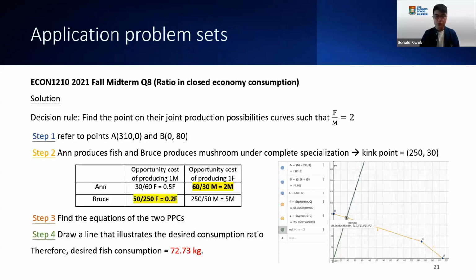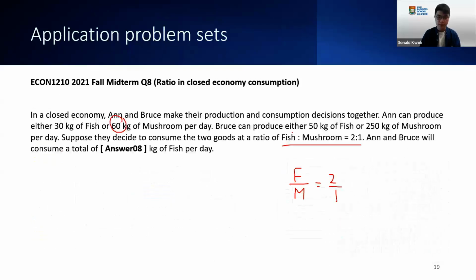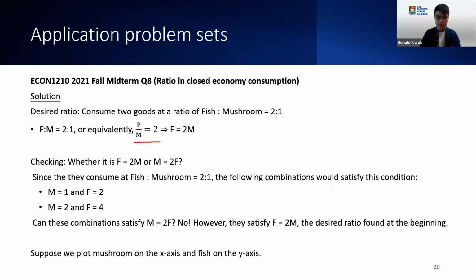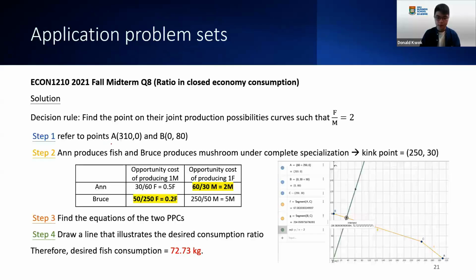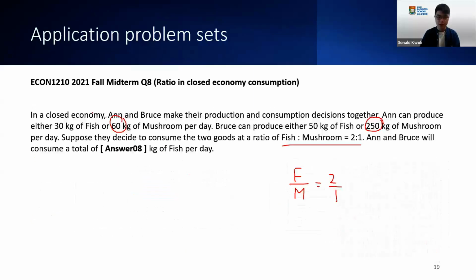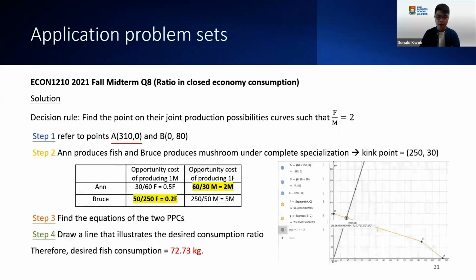So again, the first step is to plot the x and y intercepts of their combined PPC. Okay, if mushroom is plotted on the x-axis, the x-intercept simply means, what would be their mushroom production if they only produce mushroom? It would be 60 plus 250. Right, so this is point A, the x-intercept. But for the y-intercept, it simply means, what will be their fish production if they only produce fish? It will be 30 plus 50. And this is how I get point B, the y-intercept.